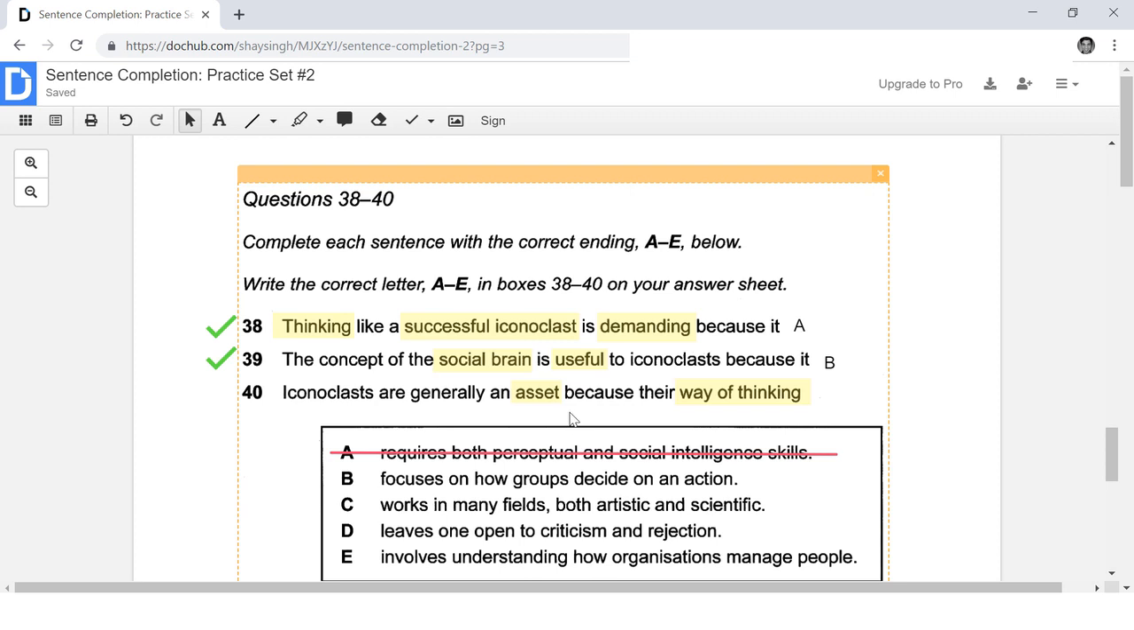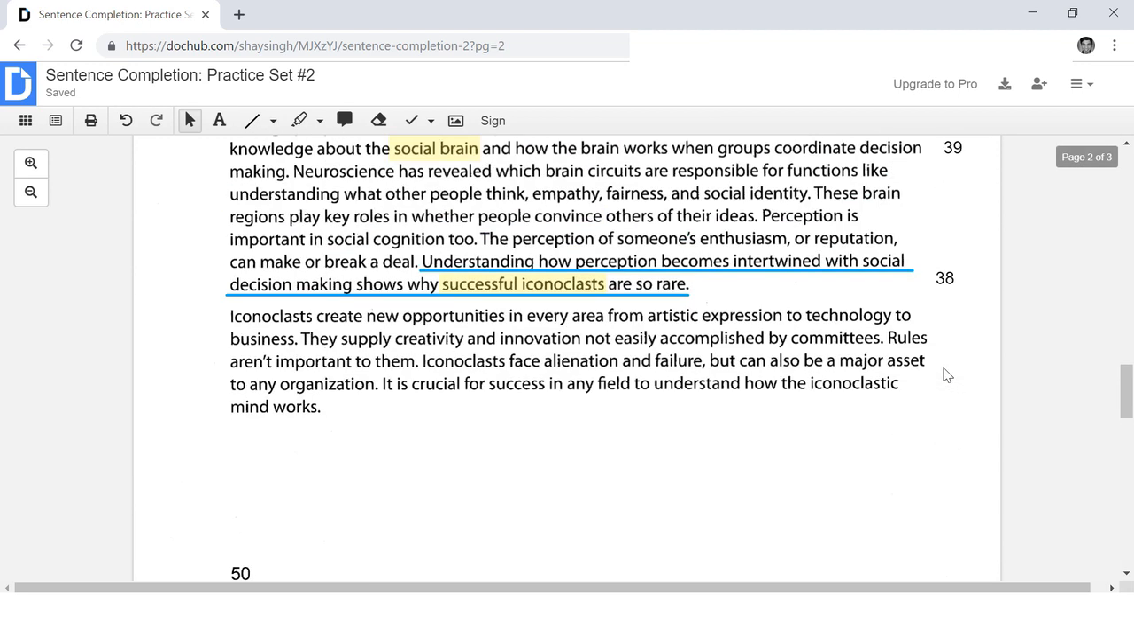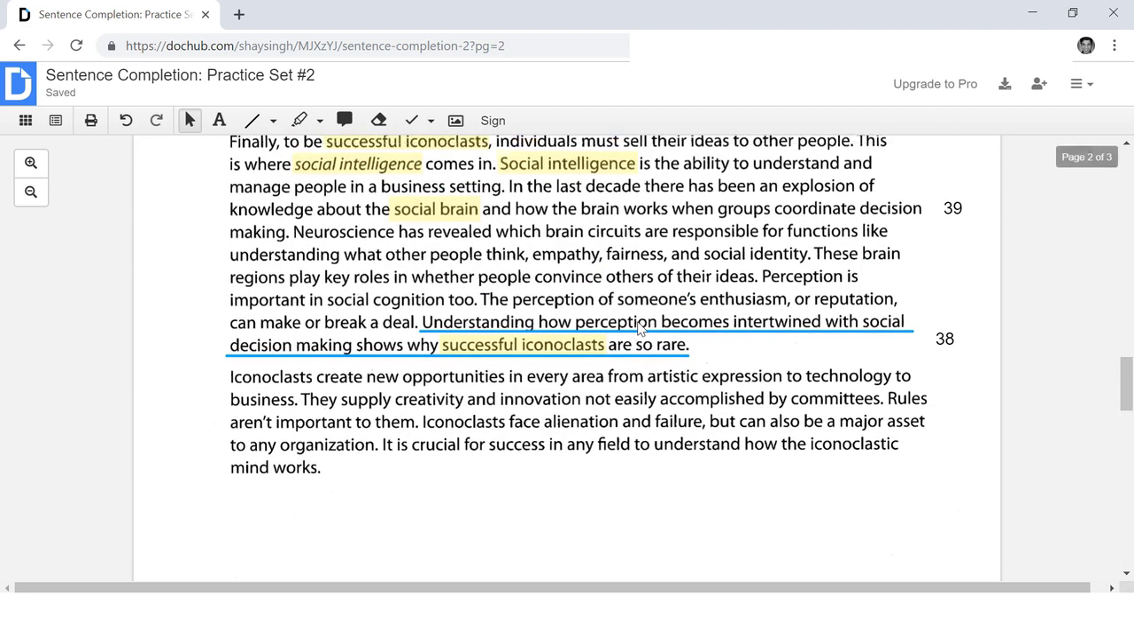So right now we want to find out why iconoclasts are an asset. How do they help the community? Let's find out. So I'm going to be looking for the keyword asset or synonyms for the word asset, synonyms like helpful, valuable, things like this.